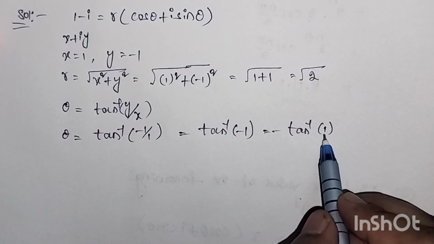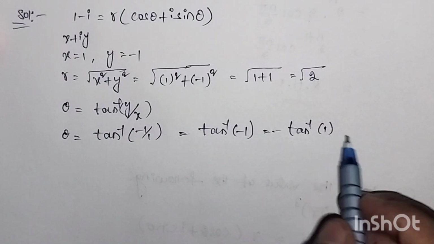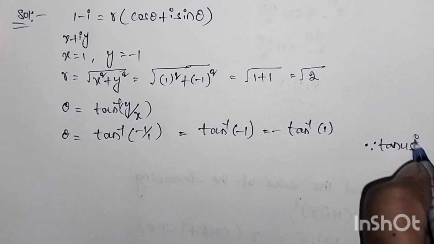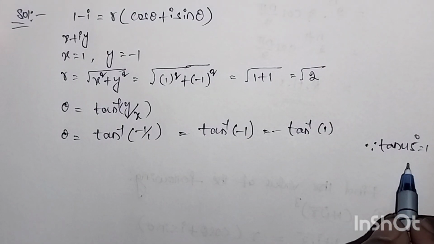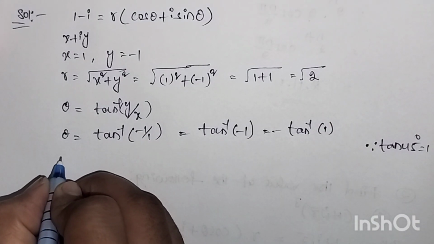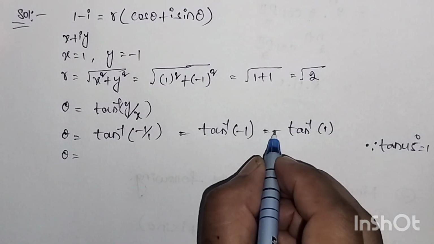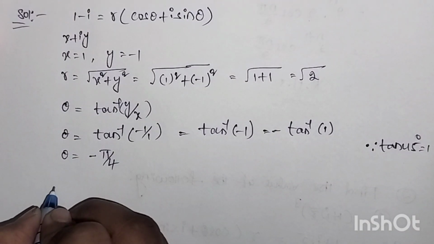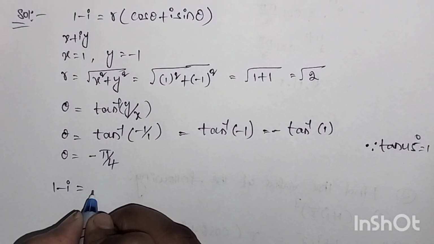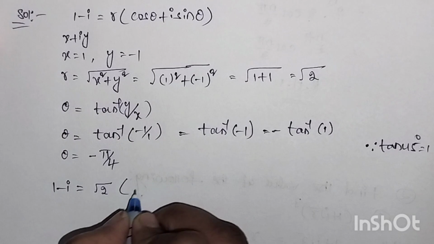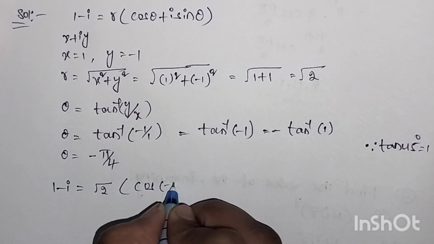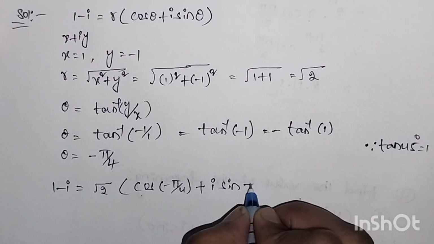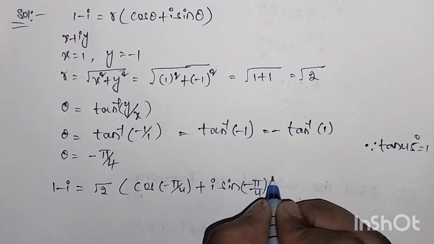So where does tan give 1? At 45 degrees. Tan 45 degrees equals 1. So now we can write 45 degrees as pi by 4. Theta equals minus pi by 4. So 1 minus i equals root 2 into cos of minus pi by 4 plus i into sin of minus pi by 4.